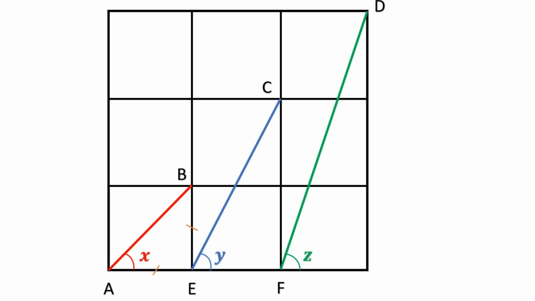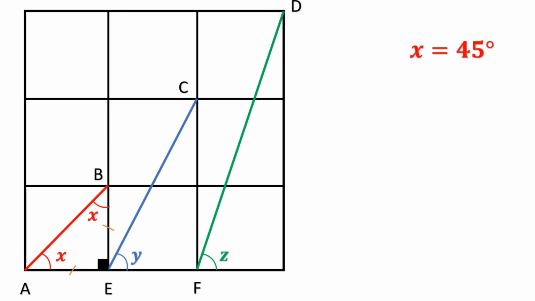Segments AE and BE are edges of the same small square, so they're equal in length. And the angle between them is a right angle. In triangle AEB, 2 sides are equal, and the angle between them is 90 degrees. That means the other 2 angles must be equal. So each one is 45 degrees. Therefore, x equals 45 degrees. Nice and easy. Now, let's find y and z.